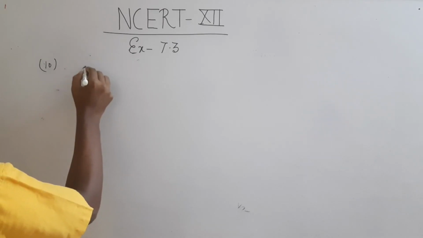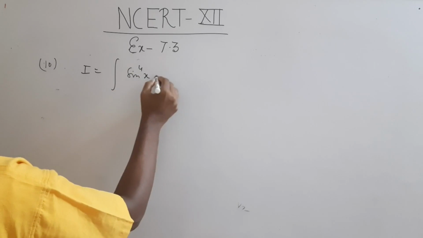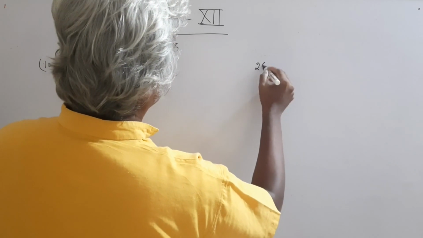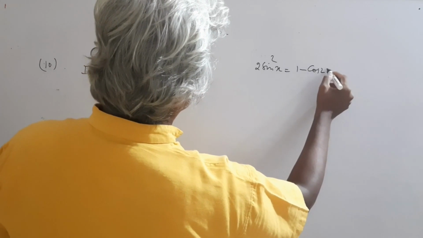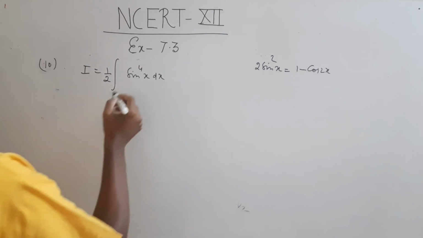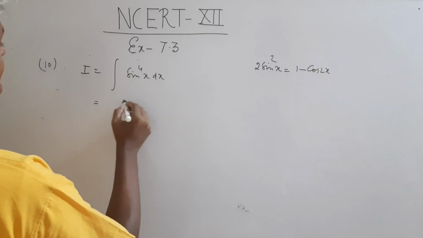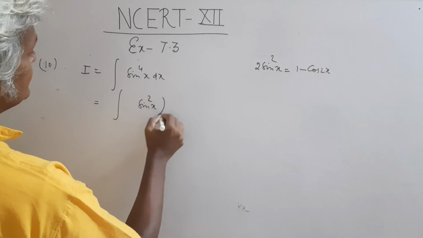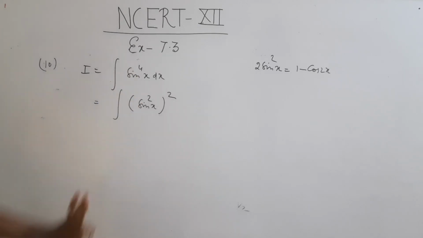So again here I have to find the integration of 1 over sine to the power 4 x dx. Now I just discussed the formula that 2 sine square x can be written as 1 minus cos 2x. So just write half outside, and then, okay, don't write half outside right now. First I would like to write this as integration of sine square x whole square. So this sine square x whole square gives you sine to the power 4 x.